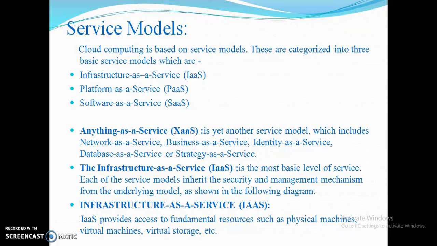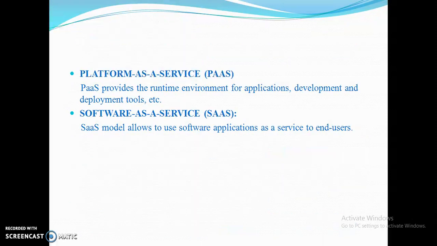Next, the infrastructure as a service. It is the most basic level of service. Each of these service models inherits the security and management mechanism from the underlying model, as shown in the diagram. Infrastructure as a service provides access to fundamental resources such as physical machines, virtual storages, etc.